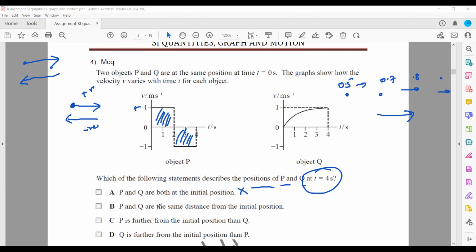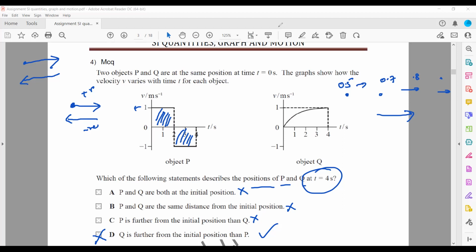P and Q are the same distance from the initial position. That's also wrong. P actually travels and then returns back, whereas Q continues to move. That's why it is wrong. P is further from the initial position than Q. That is also wrong because P actually returned back to the initial position. And the last option, Q is further from the initial position than P. That is right because P traveled and then returned back. So P is at its initial position whereas Q continued to travel in a specific direction from the initial position. So option D is the right answer.